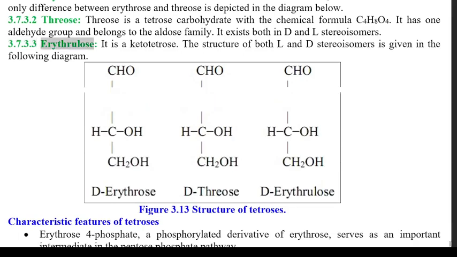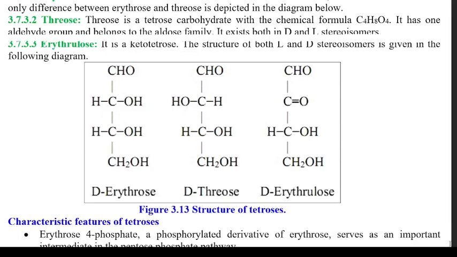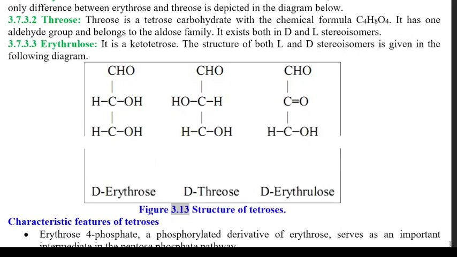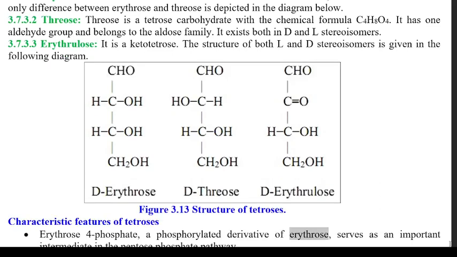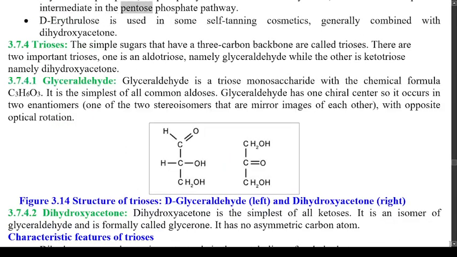3.7.3.3 Erythrulose. It is a ketotetrose. The structure of both L and D stereoisomers is given in the following diagram. Figure 3.13 Structure of tetroses. Characteristic features of tetroses. Erythrose 4-phosphate, a phosphorylated derivative of erythrose, serves as an important intermediate in the pentose phosphate pathway. D-erythrulose is used in some self-tanning cosmetics, generally combined with dihydroxyacetone.